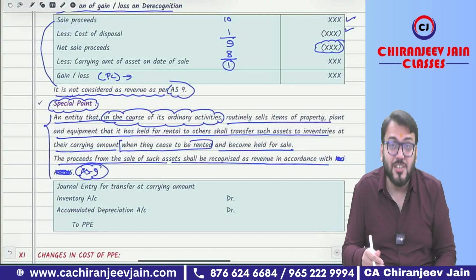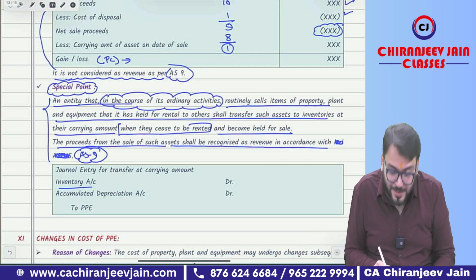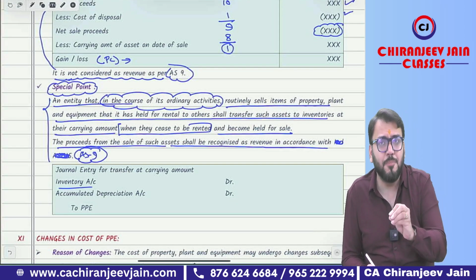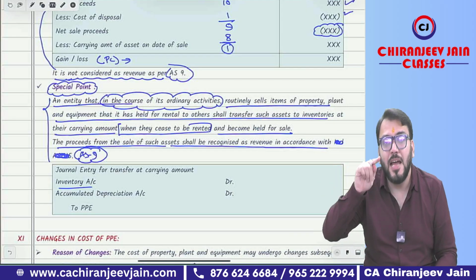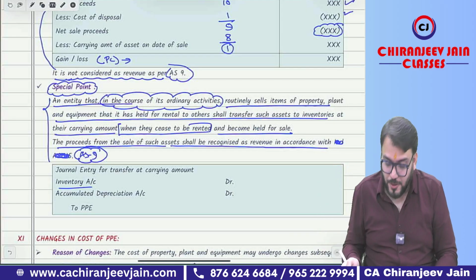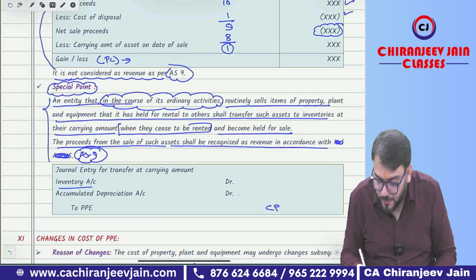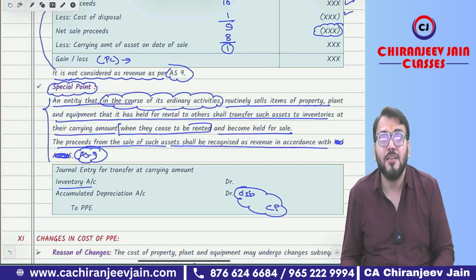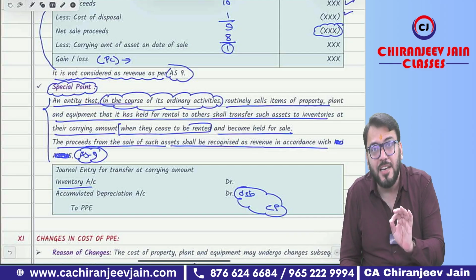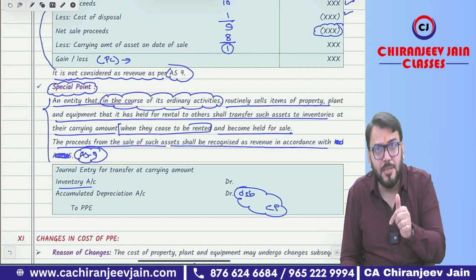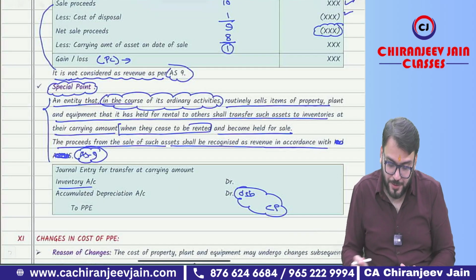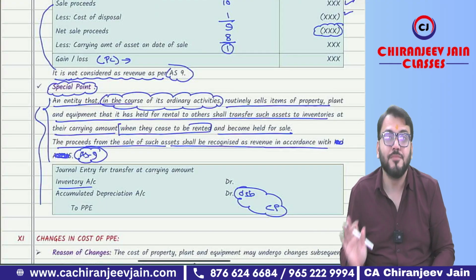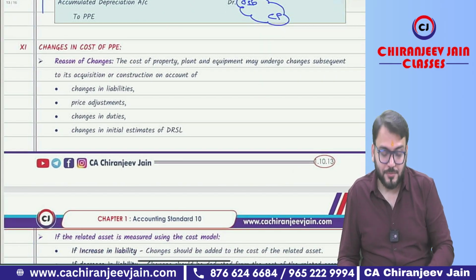Understood? What is the journal entry for reclassification? Inventory account debit to PP. If there is some accumulated depreciation account, of course that accumulated depreciation account will be debited, meaning inventory account debit, accumulated depreciation account debit to PP. When accumulated depreciation is deducted, this is the cost price and this is the depreciation till date, so this becomes the carrying amount of PP. So the journal entry means PP will be reclassified to inventory at the carrying amount of PP. Okay? Yes, this is also done.